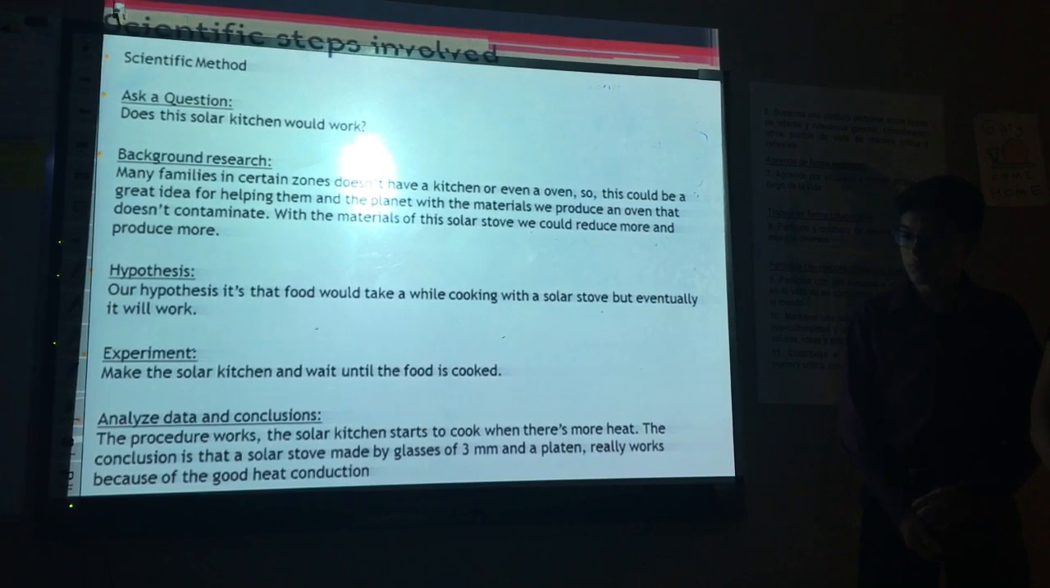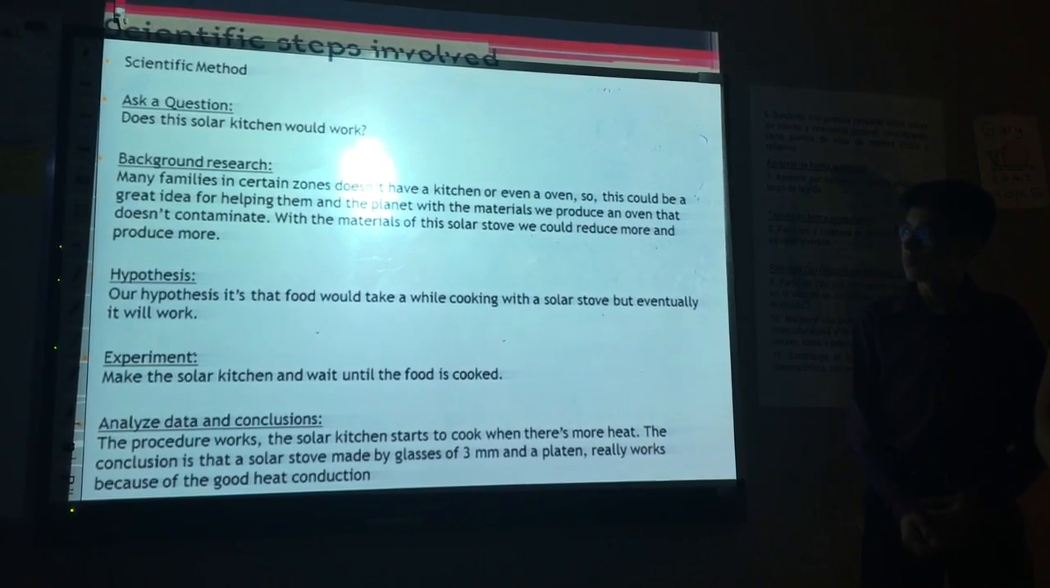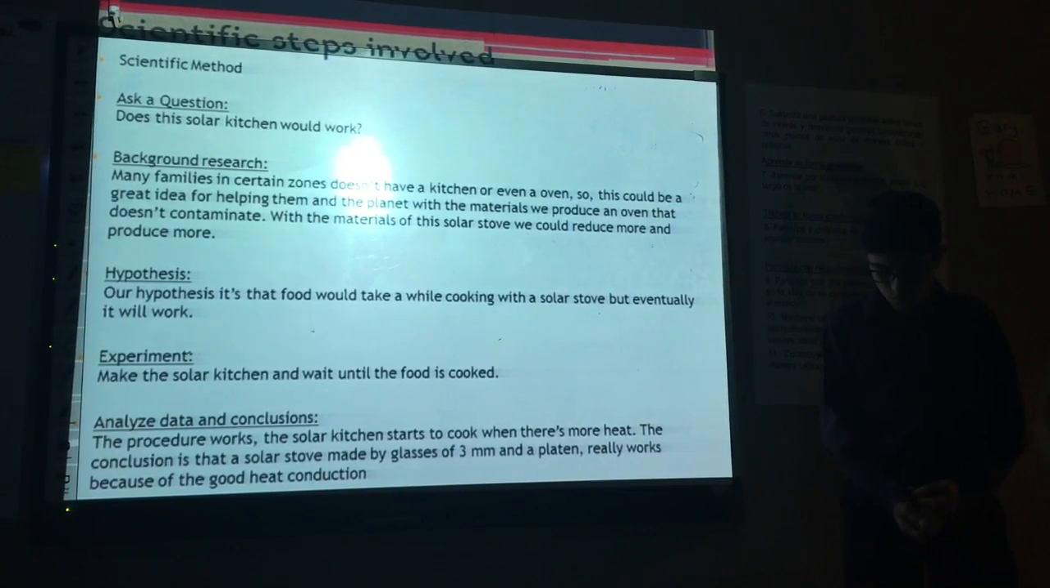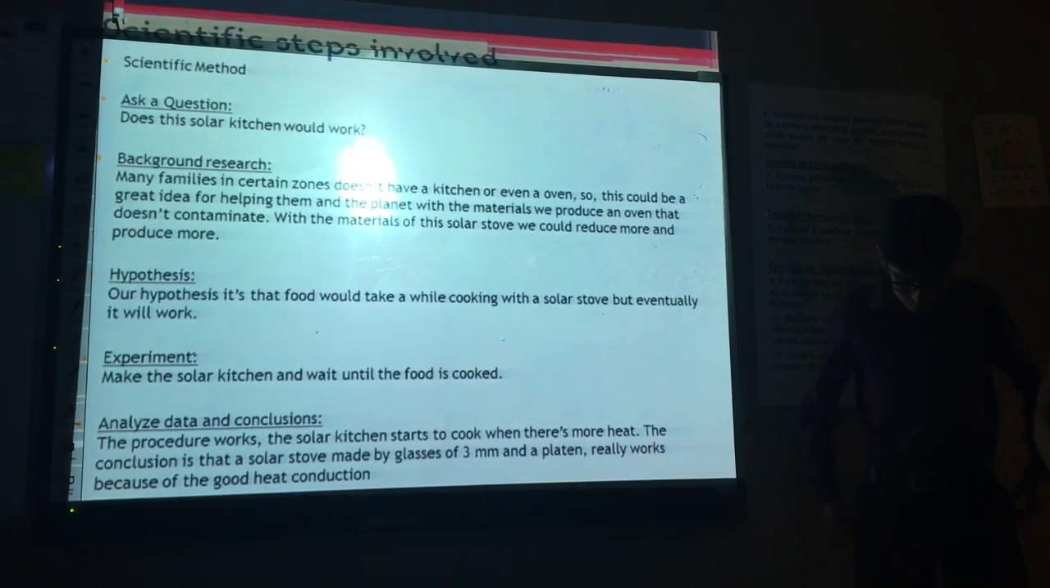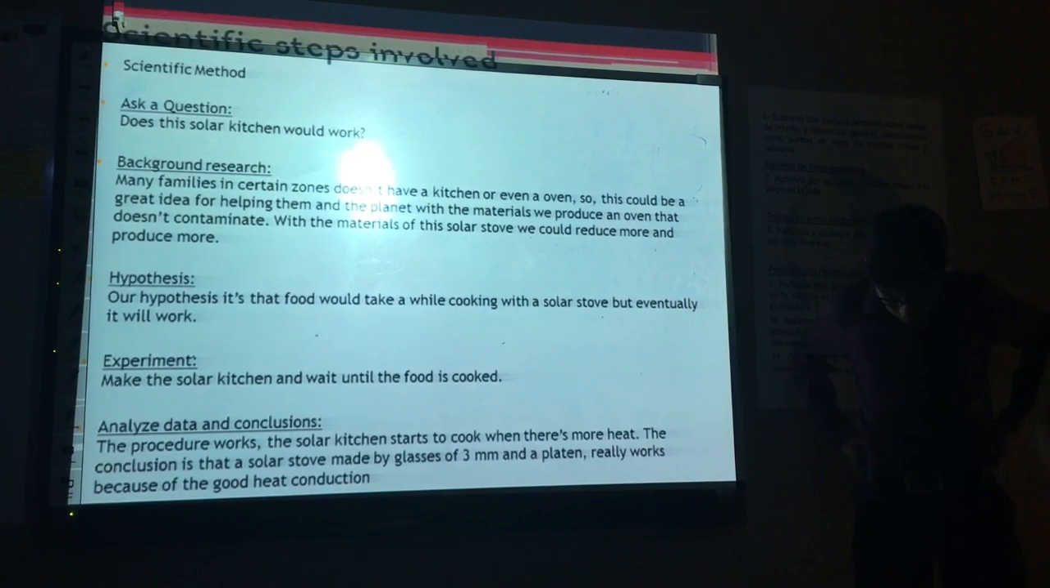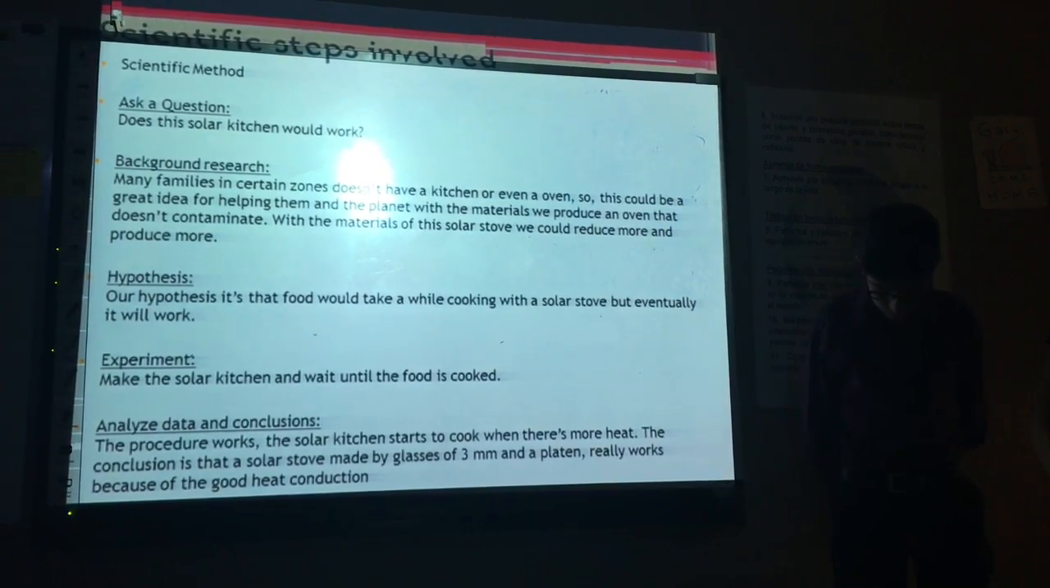The scientific method. Ask a question: does the solar kitchen work? Many families in sanitary zones don't have a kitchen or even an oven. So it's a great idea for helping them and the planet.